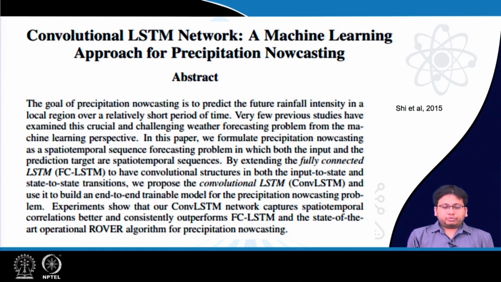In this paper, we formulate precipitation nowcasting as a spatiotemporal sequence forecasting problem in which both the input and the prediction target are spatiotemporal sequences. By extending the fully connected LSTM to have convolutional structures in both the input-to-state and state-to-state transitions, we propose the ConvLSTM and use it to build an end-to-end trainable model for the precipitation nowcasting problem.